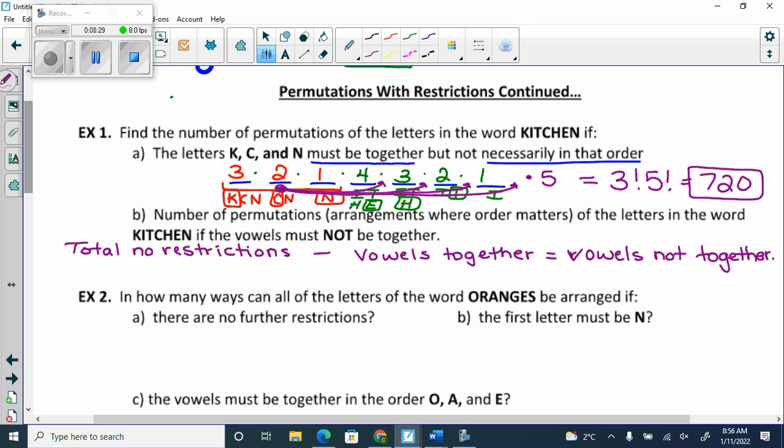So how can I rearrange the letters in kitchen? 7 factorial, because it would just be 7 times 6 times 5 times 4 times 3 times 2 times 1. 7 factorial is right.